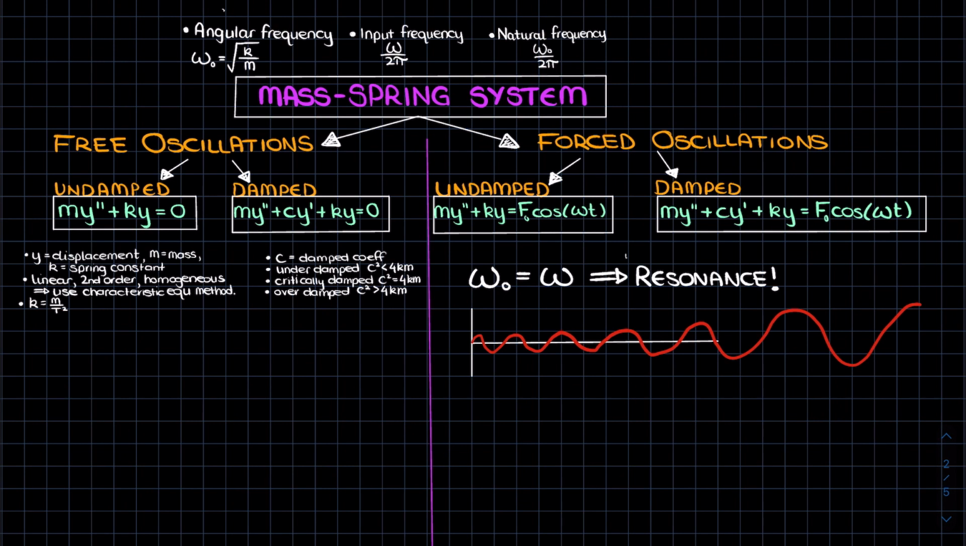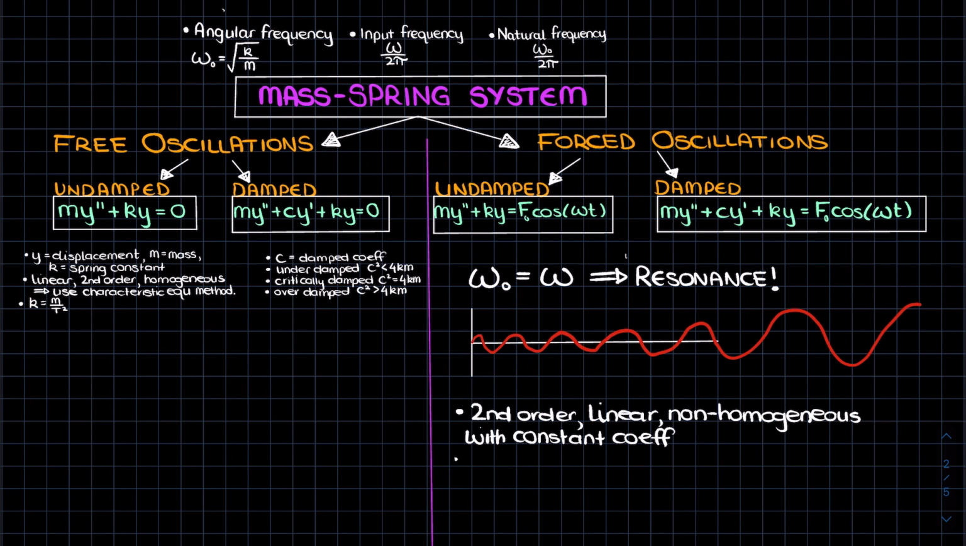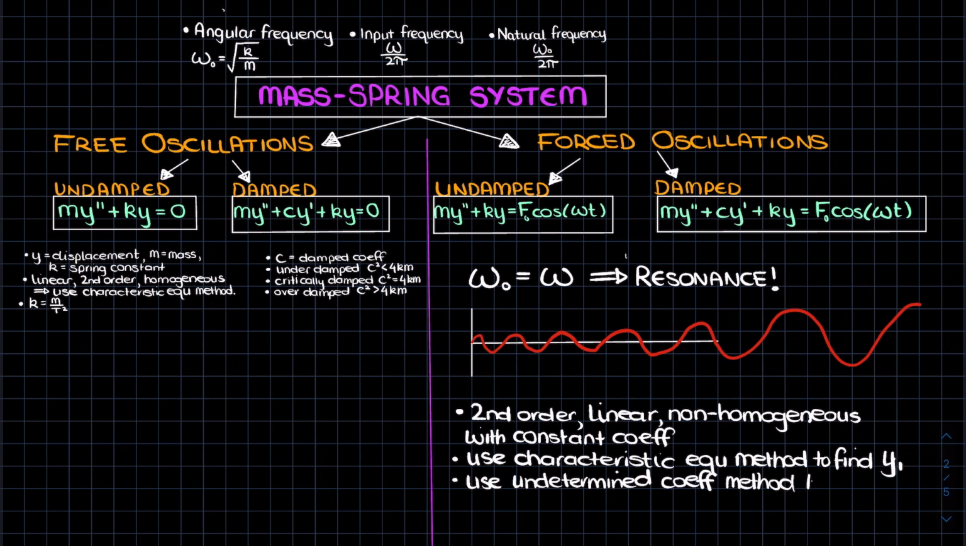So if our angular frequency equals our lambda inside the cosine function, we'll get resonance. If not, no resonance. This equation is also a second-order linear non-homogeneous ODE with constant coefficients, so we first need to solve the homogeneous case using the characteristic equation method. Then we need to use the method of undetermined coefficients to solve the non-homogeneous case, and then because the ODE is linear and our two solutions are linearly independent, we can use the superposition principle to write y equals y1 plus y2 to get our final solution.